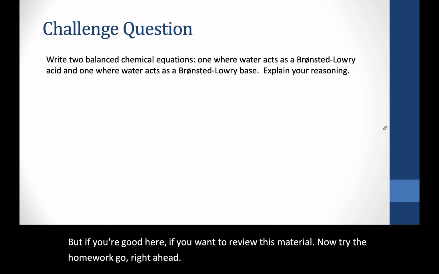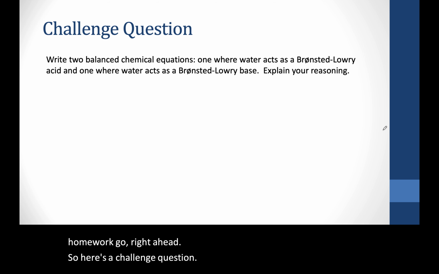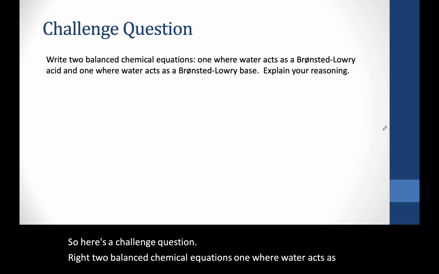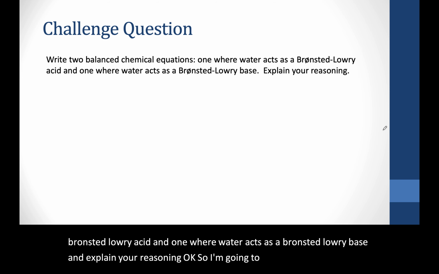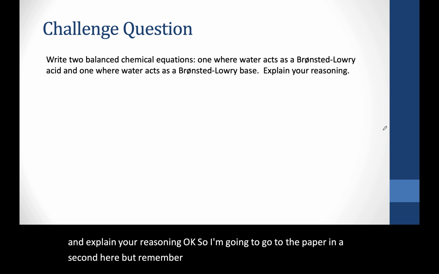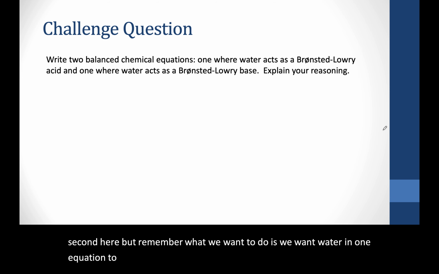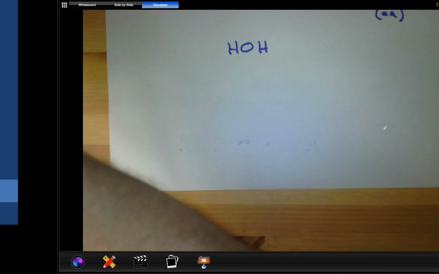So here's a challenge question. Write 2 balanced chemical equations, one where water acts as a Bronsted-Lowry acid, and one where water acts as a Bronsted-Lowry base, and explain your reasoning. Okay, so I'm going to go to the paper in a second here, but remember, we want water in one equation to give up a hydrogen, and we want water in the other equation to accept a hydrogen, okay? So let's see if we can figure out something about that here.